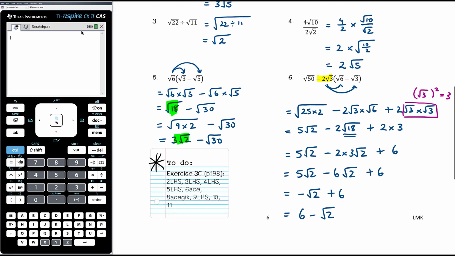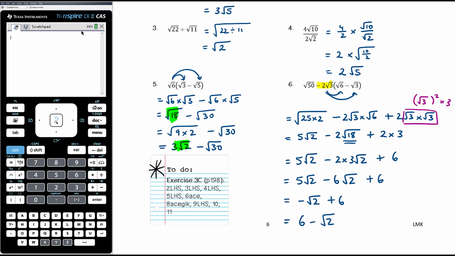Okay, so some practice multiplying and dividing surds, including expanding out some simple brackets, making sure, as always, surds are given in simplest form at the end. So the practice is in exercise 3C.